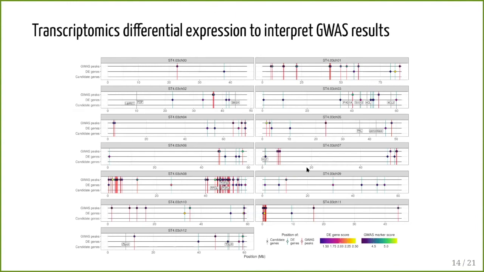And again, we can do the same thing at the scale of the whole genome. And so again, we have this region at the beginning of chromosome 11, where we can see some peaks in the GWAS, and we can also see some genes that are differentially expressed. So maybe there's something going on in this genomic region.